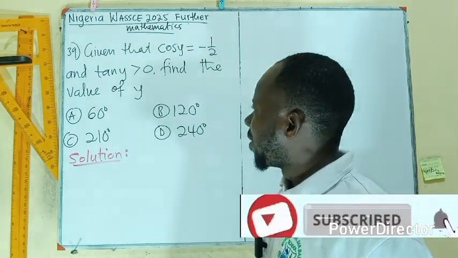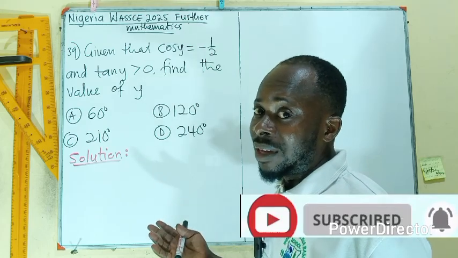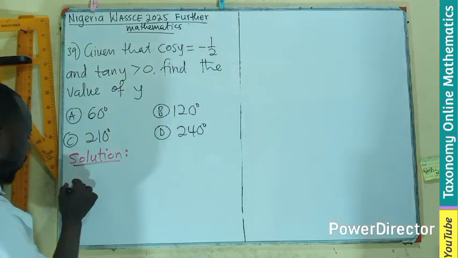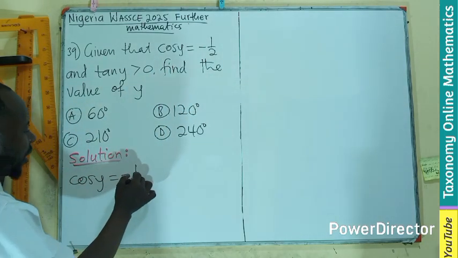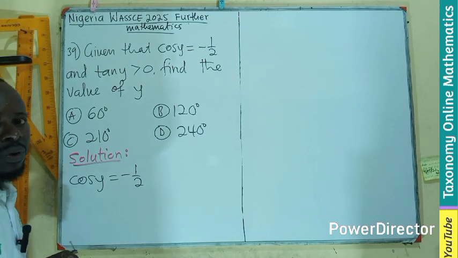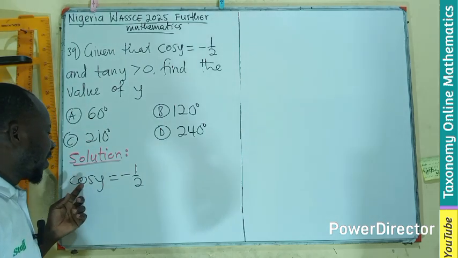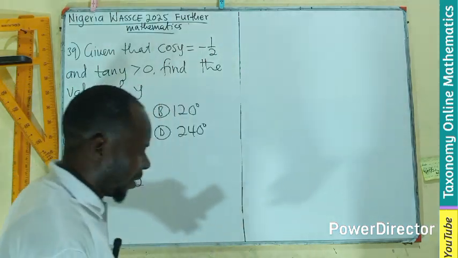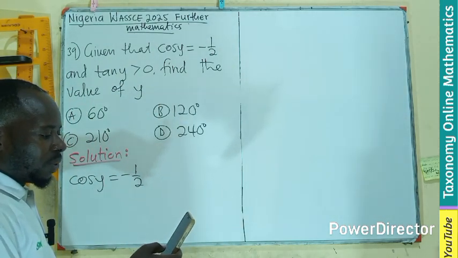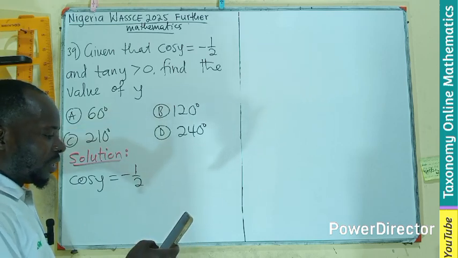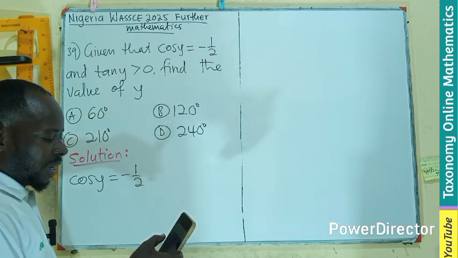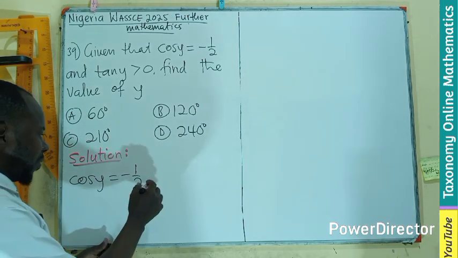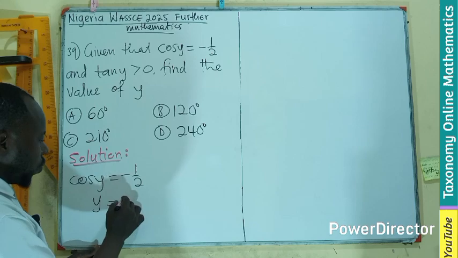Question 39. Given that cos y is negative 1 over 2 and tan y is greater than 0, we have to find the value of y. This is just a simple one. If you put this value, cos y equals negative half, we can find the cos inverse of y. If you do that on your calculator, let's see what value we get. We can use our hand to get that, as we discussed in our previous lessons, but let's see. That will give us y equals 120.